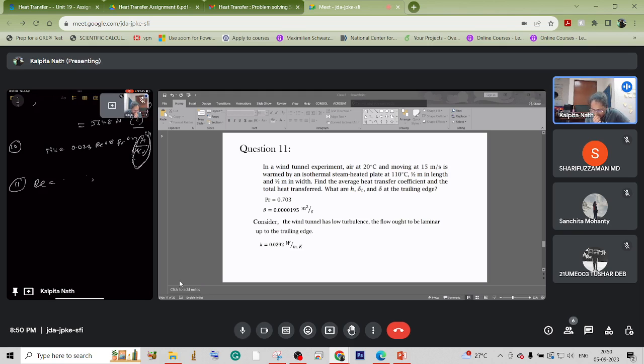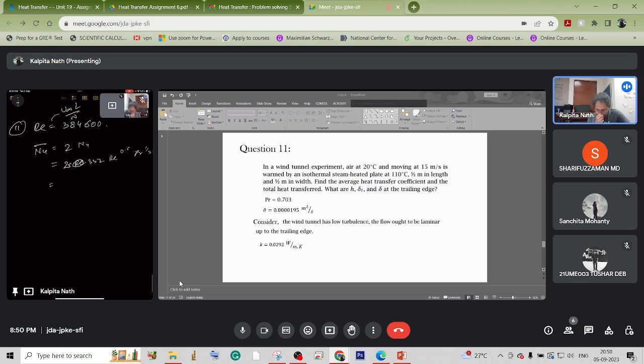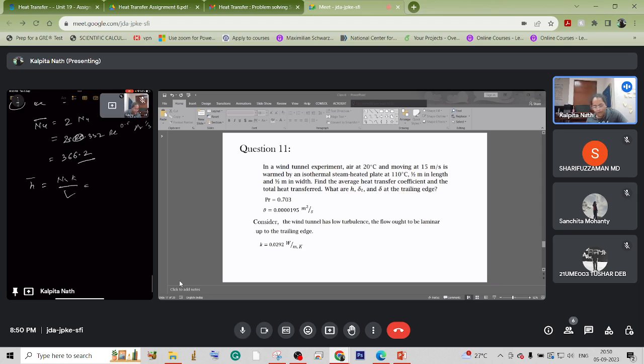So the Reynolds number will come out to be 384,600, that is u infinity L upon nu. Then we'll calculate the Nusselt number, that is twice the local Nusselt number. This is the overall Nusselt number, twice of 0.332 Reynolds number to the power 0.5, Prandtl number to the power 1 by 3, because it is laminar flow, less than 5 into 10 to the power 5. So the overall Nusselt number will come out to be 366.2. And then the overall heat transfer coefficient will be Nusselt number into k by L, so it will come out to be 21.4 watt per meter square Kelvin.